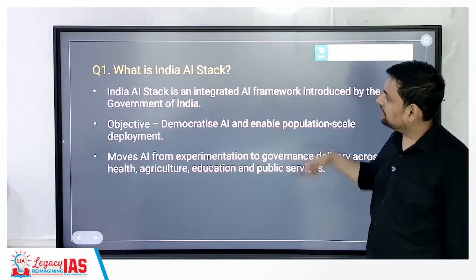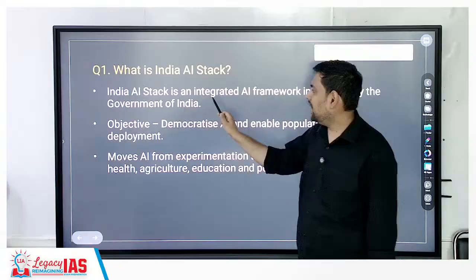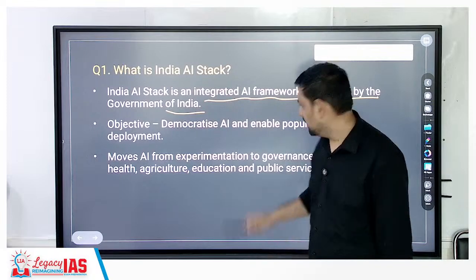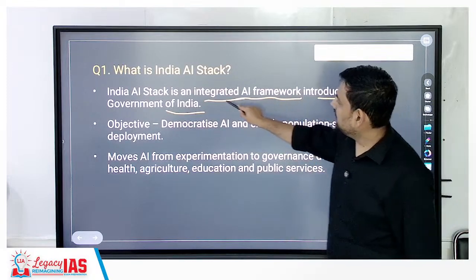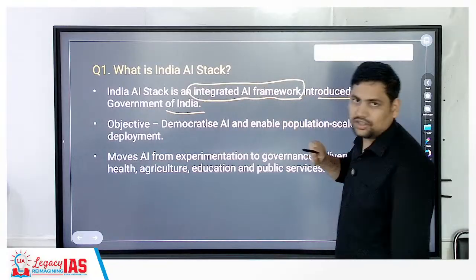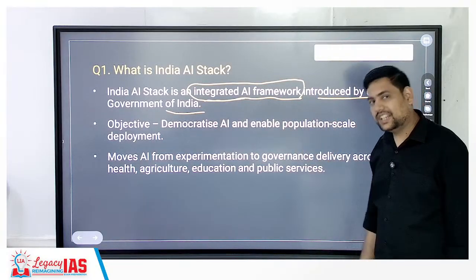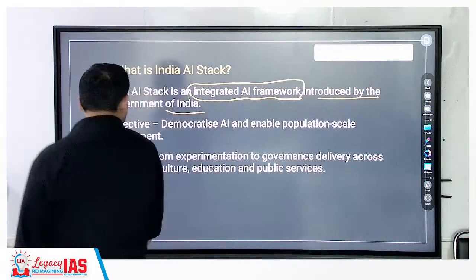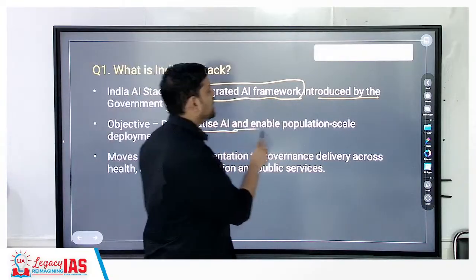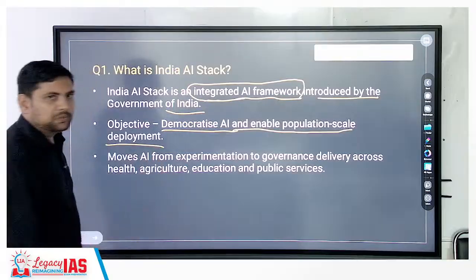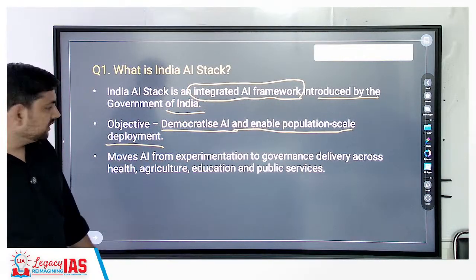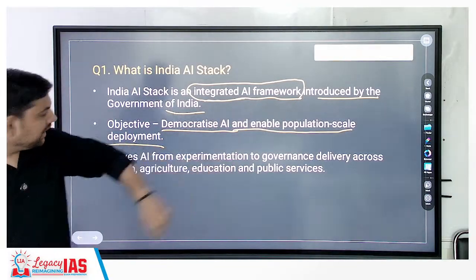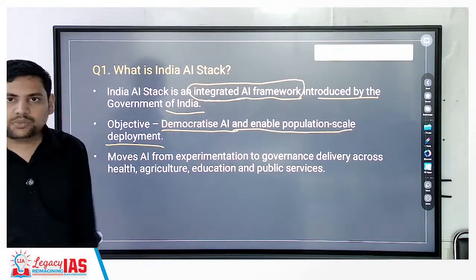Now let's start. First, what is India AI stack? India AI stack is an integrated AI framework introduced by the government of India. If you have to write three words, these are the three words: integrated AI framework. India AI stack is an integrated AI framework introduced by the government of India. The objective is to democratize AI and enable population-scale deployment. Correct? This is what you want. Then it moves AI from experimentation to governance delivery across health, agriculture, education and public services.